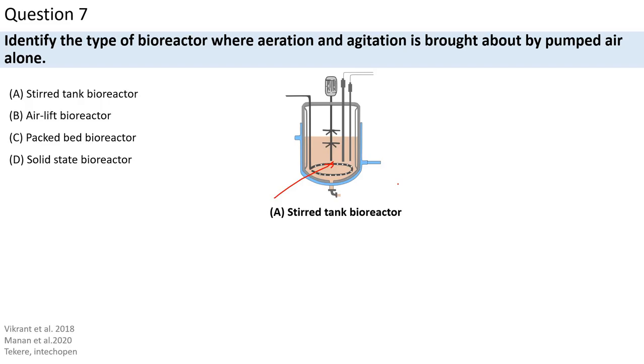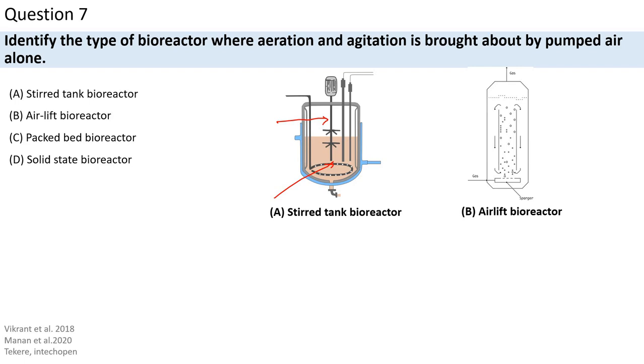Here the sparger only brings the aeration, whereas a stirred tank bioreactor has a Rushton turbine that we use as an agitator. It breaks the bubbles entering through the sparger, and the oxygen that is released gets dissolved in the media and is taken up by the cell. So in a stirred tank bioreactor, the aeration is brought by the sparger, whereas the agitation is brought by the agitator only. Here pumped air is not doing both activities.